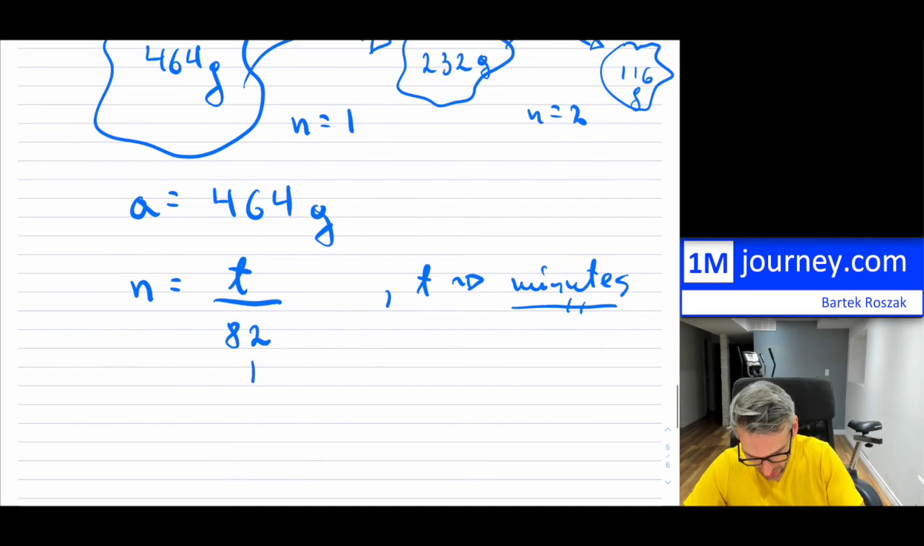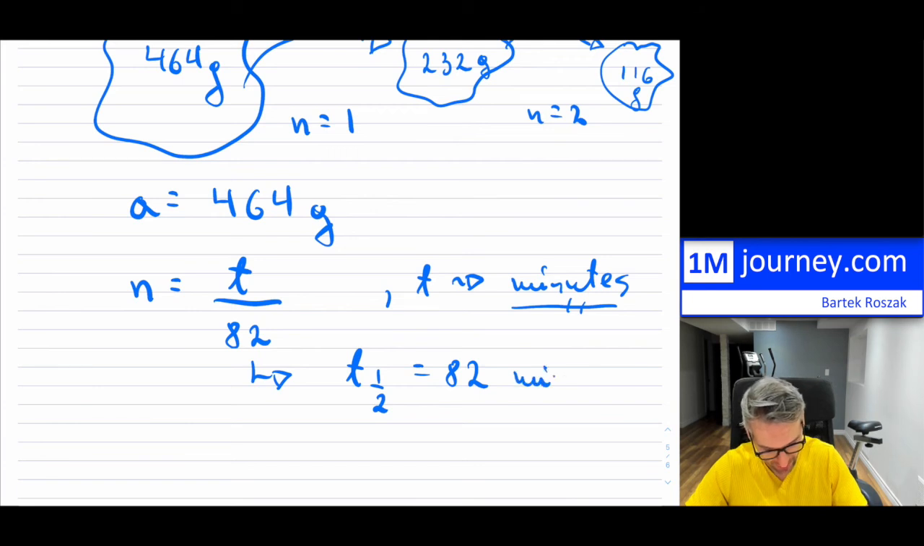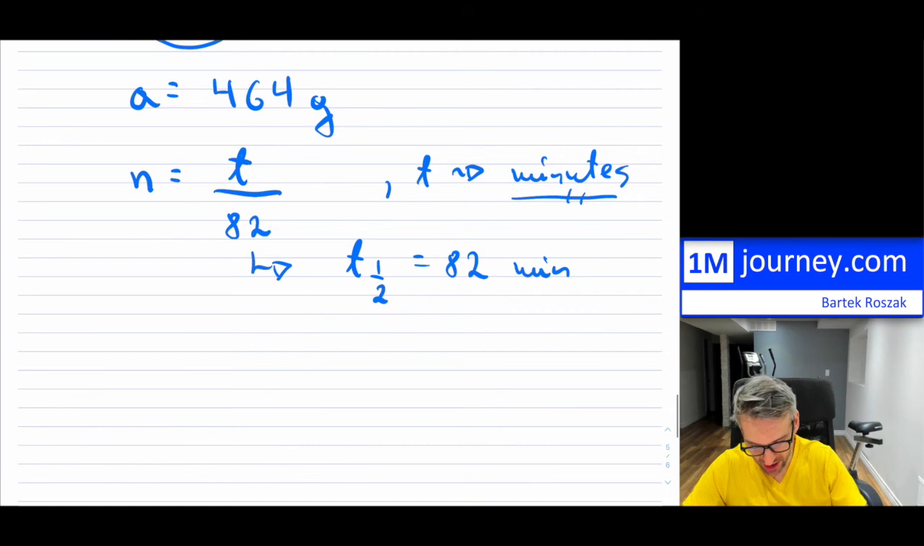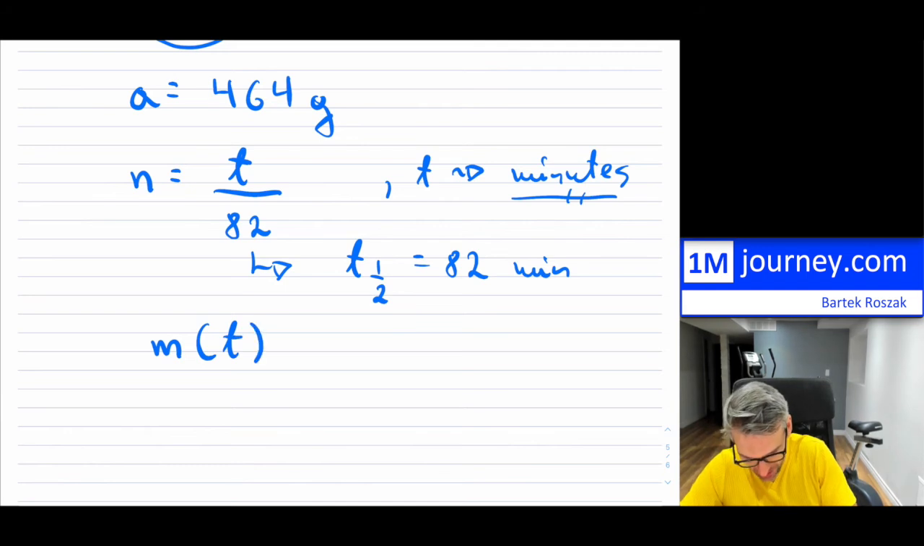So this 82 that you see is your time for one half-life to occur. And once we have this, then we actually have the entire function. So now this is the tumor and its mass. So I'm going to put m, and I'll put it in with respect to t. So we have that. And then here, we're starting with 464.